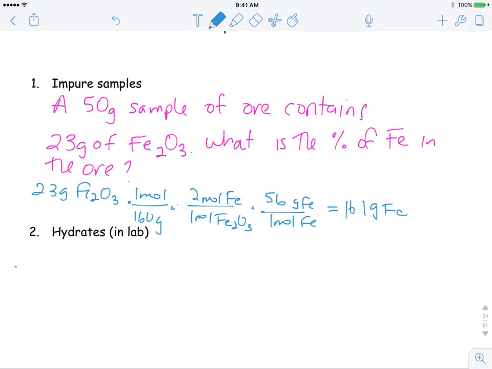Rounded to 16 if we're using sig figs, and they want the percentage. So then I take that 16.1 and divide it by 50, because that's the total mass of the sample, and I times it by 100. And I get about 32%.